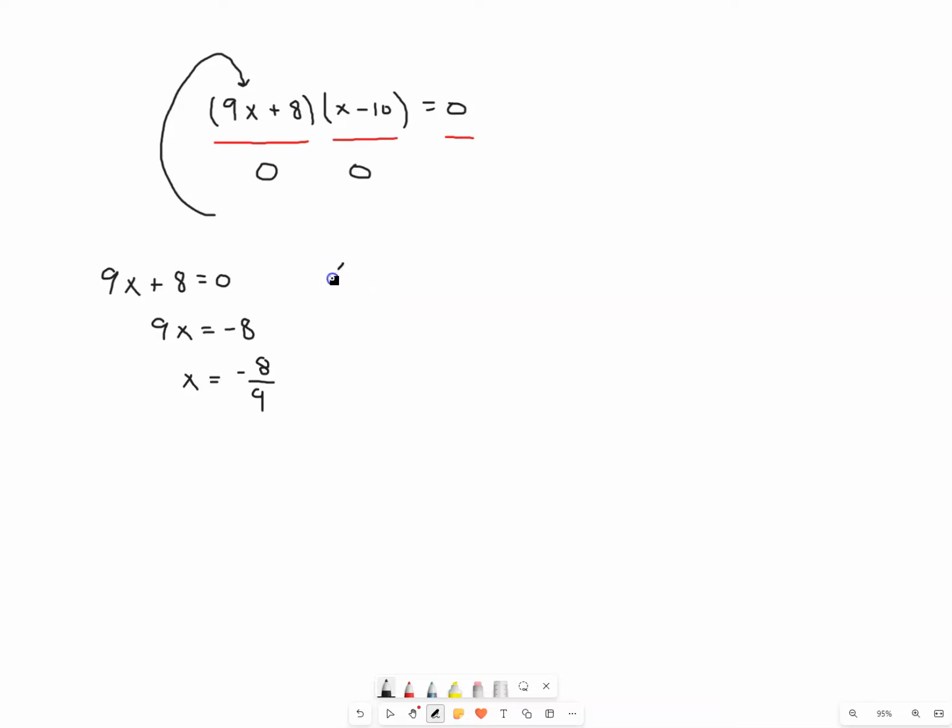Now let's look at x minus 10. A little easier here, we don't have fractions to worry about. If x minus 10 is equal to 0, then we know that x is equal to 10. And as you can see, if we substitute 10 back here for x, we would get 10 minus 10, which zeroes out that number. So the solution set is going to be negative 8/9 and positive 10.